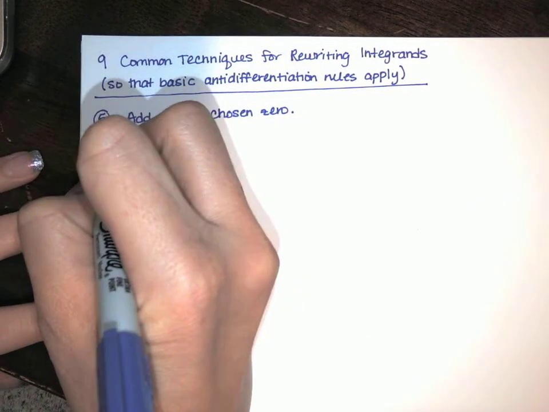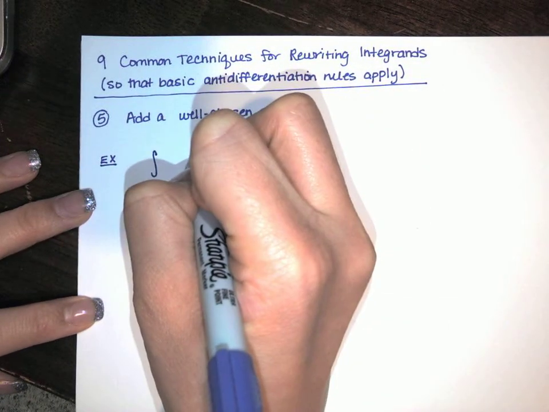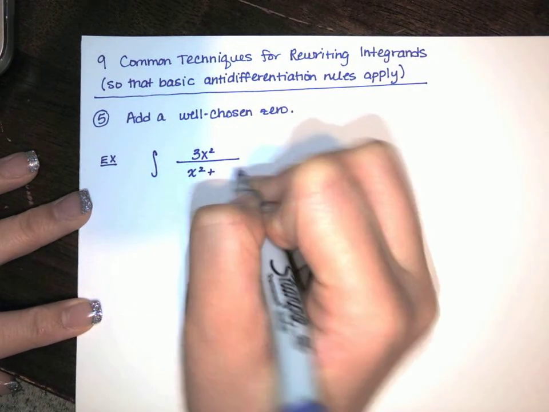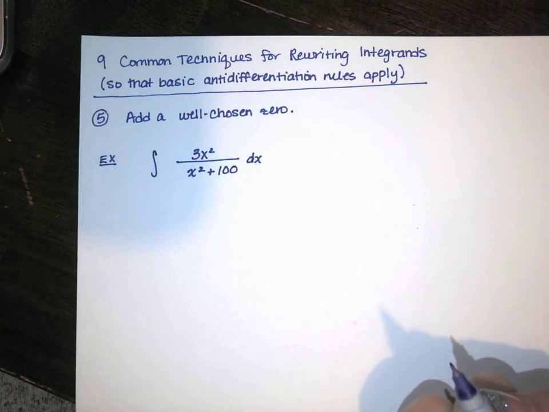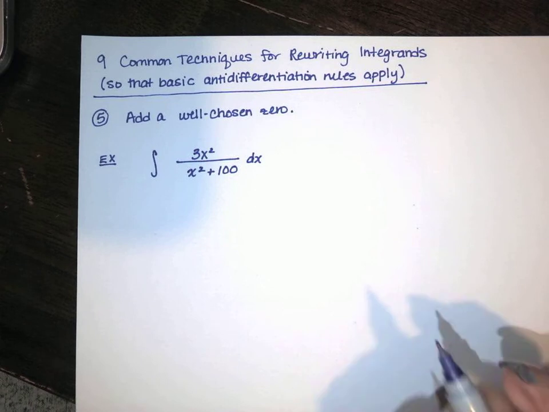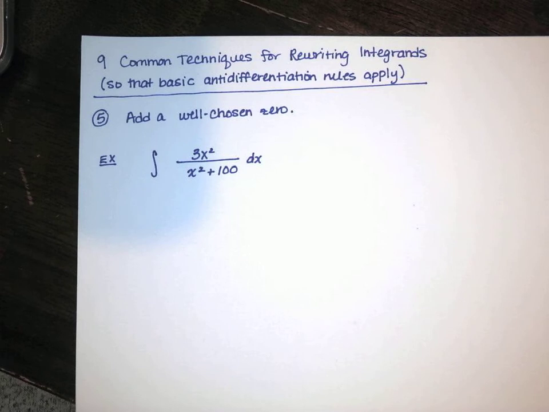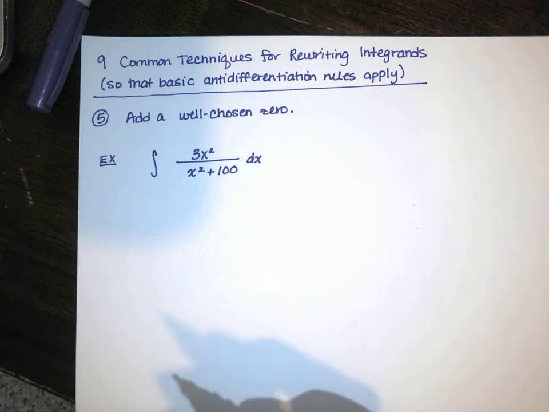Here's an example where you might add a well-chosen zero. I'm going to do the simplest example first. Now you might think long division would be appropriate in this case, and you'd be right. Long division is appropriate. I've got a polynomial divided by a polynomial, and the degree of the polynomial in the numerator is equal to the degree of the polynomial in the denominator. So that's one case where you would use long division. This is also a case when using a well-chosen zero will make things easier.